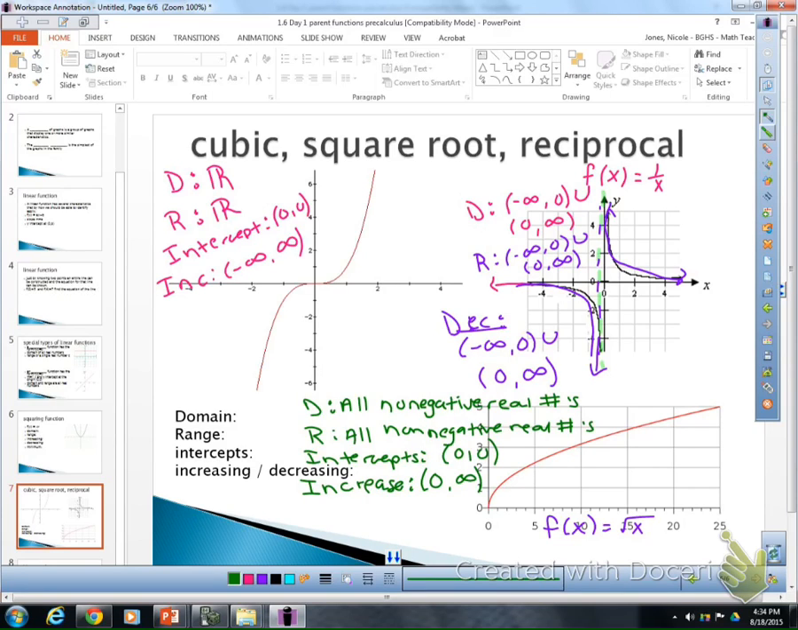Okay, our domain for this one is going to be all non-negative real numbers. If you look, we stop here at the origin, so no negative x values are included. So the domain is all non-negative real numbers. The same for the range. The graph, again, stops at the origin, therefore nothing is below the x-axis. So our range is only positive y values, all non-negative real numbers. The intercept, we've talked a couple times, it intercepts here at the origin, so it's 0, 0, and it's increasing from 0 to positive infinity.